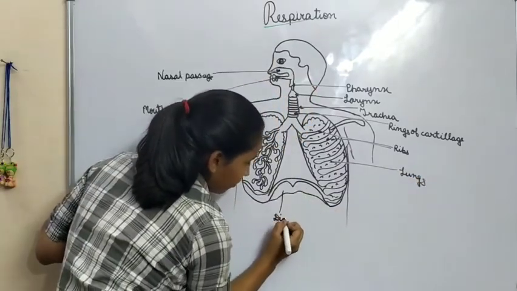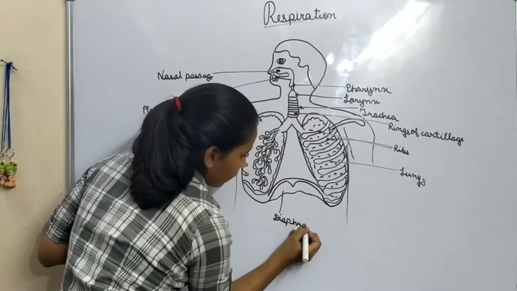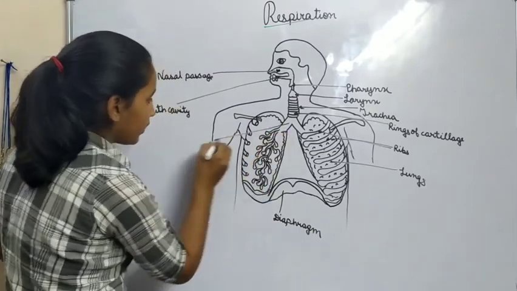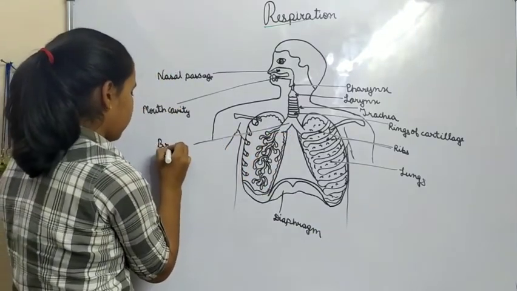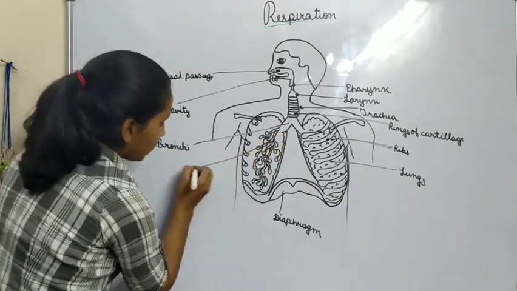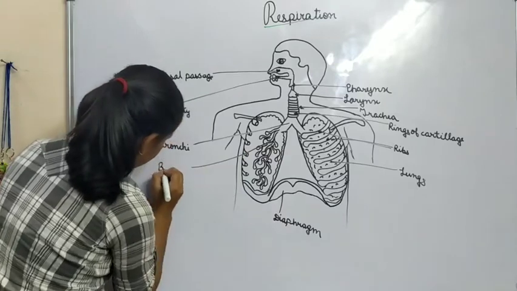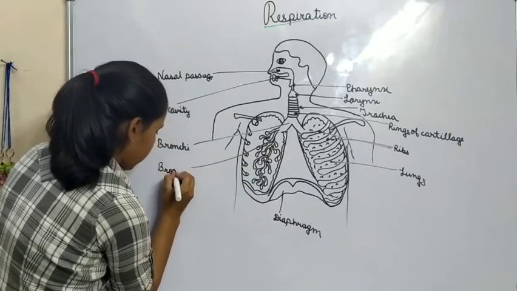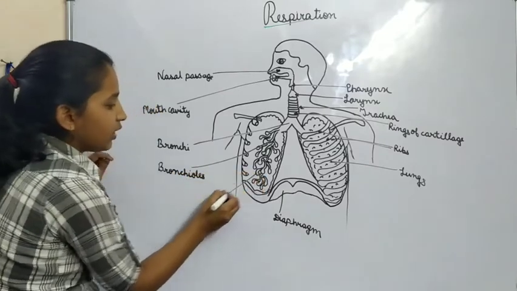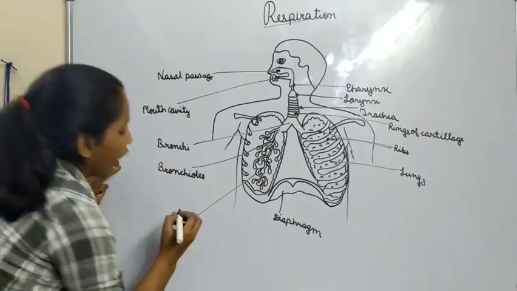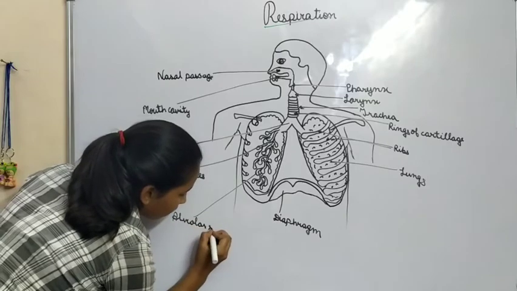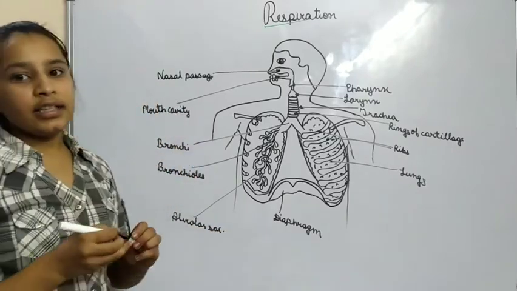This is diaphragm. And this is bronchi. And these are bronchioles. And these balloon-like structure at end are called alveolar sac. Now we will see what are their functions.